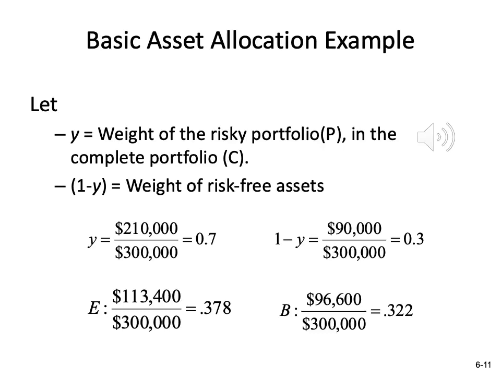Then let's calculate the weight of the equities and the bonds in the complete portfolio. We just need to divide the market value of the equity by the total portfolio's value, and then divide the market value of the bond by the total market value of the complete portfolio. You calculate the weight of the equity in the complete portfolio as 37.8%, and the weight of the bond in the complete portfolio as 32.2%.